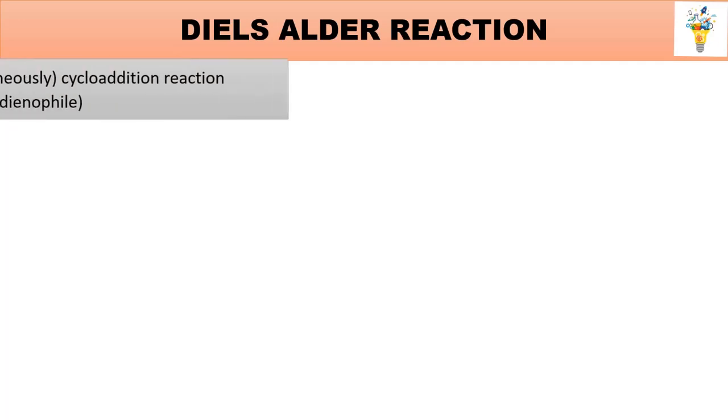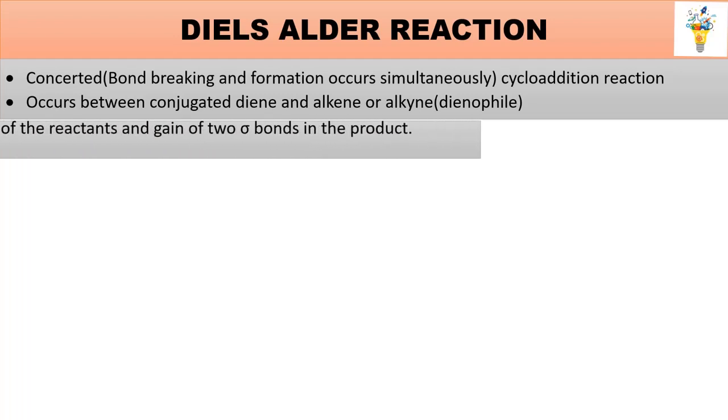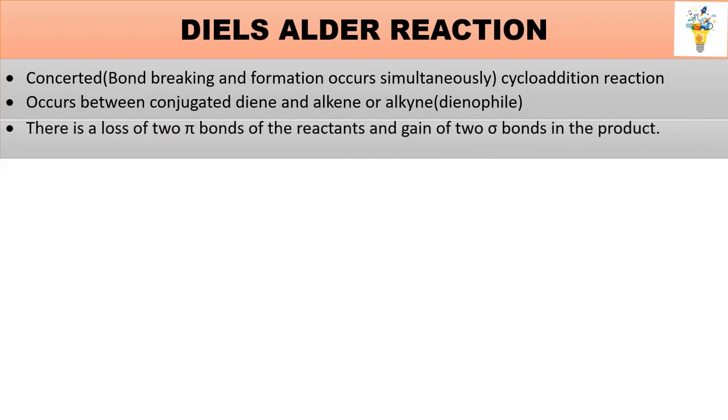In this presentation we are going to deal with the Diels Alder reaction. The Diels Alder reaction is a type of cycloaddition reaction, and it occurs between a conjugated diene and an alkene or alkyne, which is the dienophile.